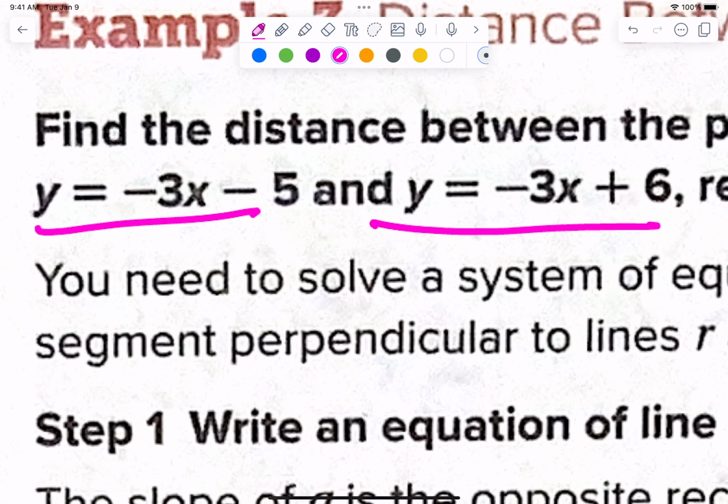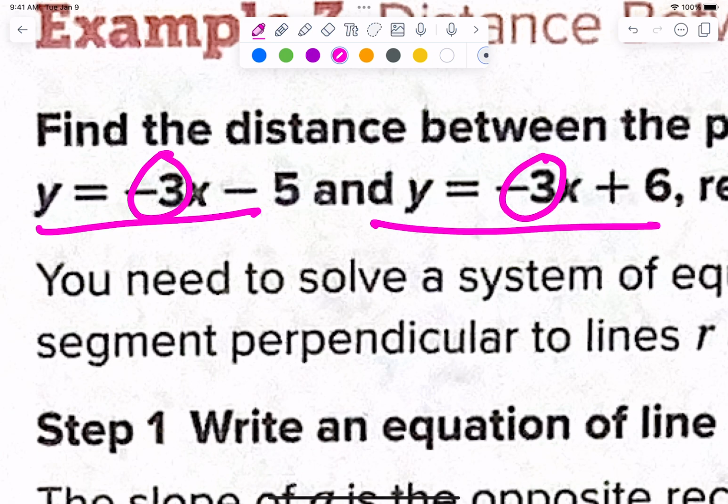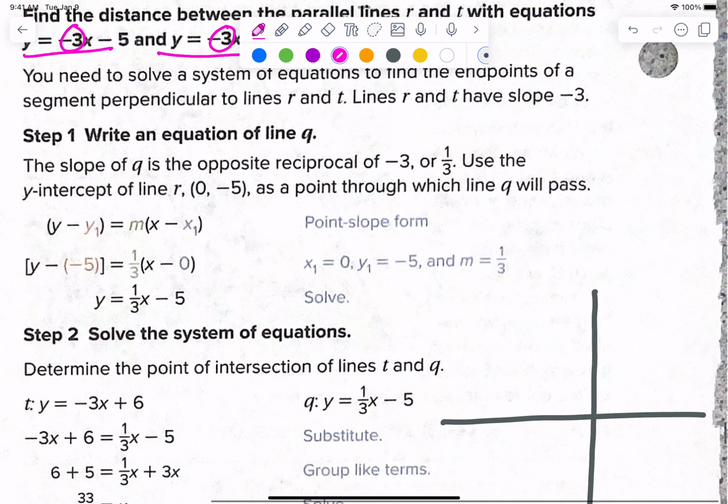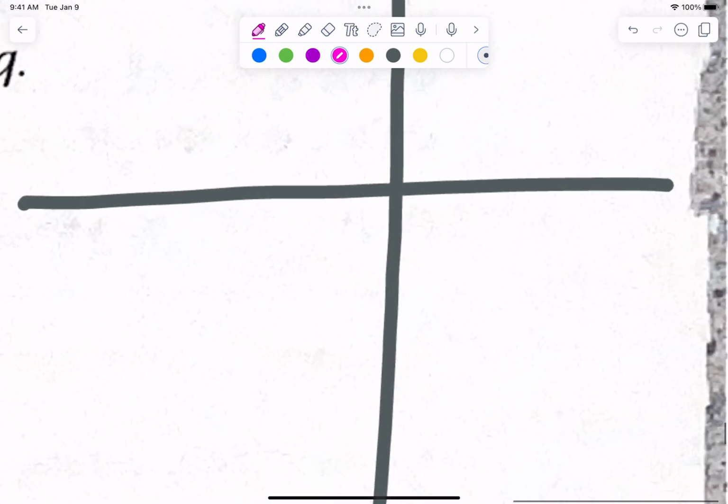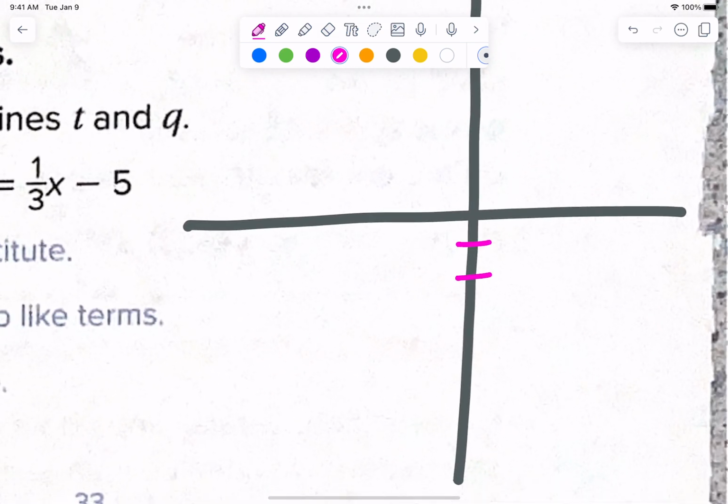How do I know, real quick, that they are parallel lines? Same slope. They're going to have the same slope, right? -3 and -3. Okay, I'm going to graph those two little guys. Just do a little rough sketch. One of them we start at -5. So I'm going to go 1, 2, 3, 4, 5. And from there, I go up 3 over 1.